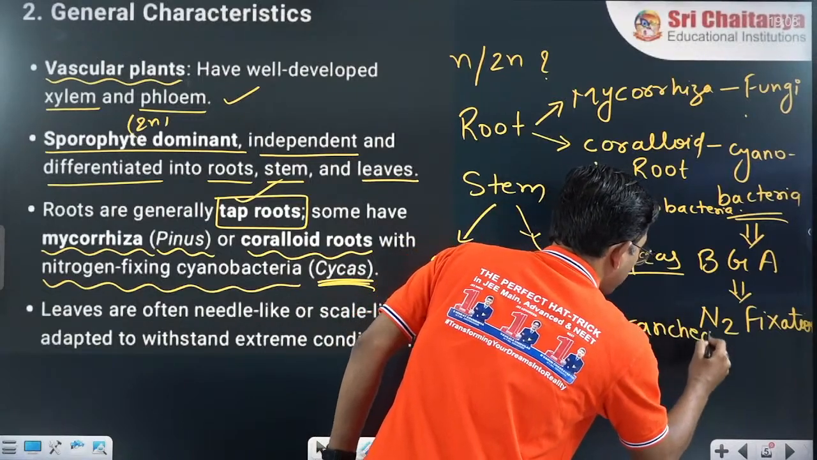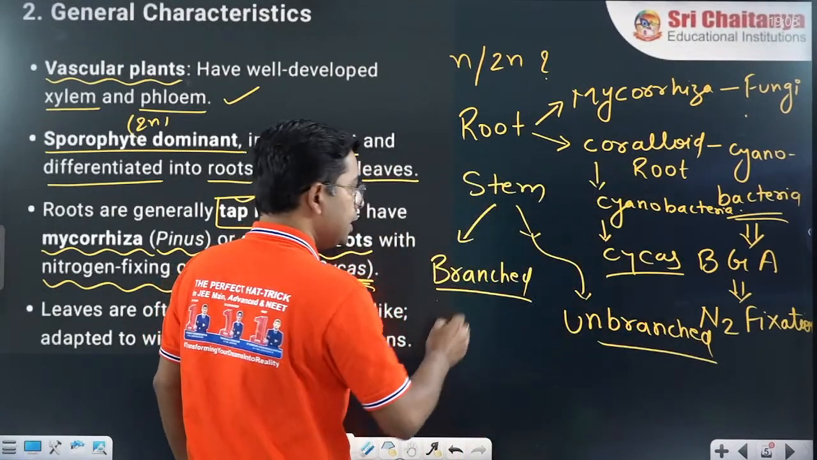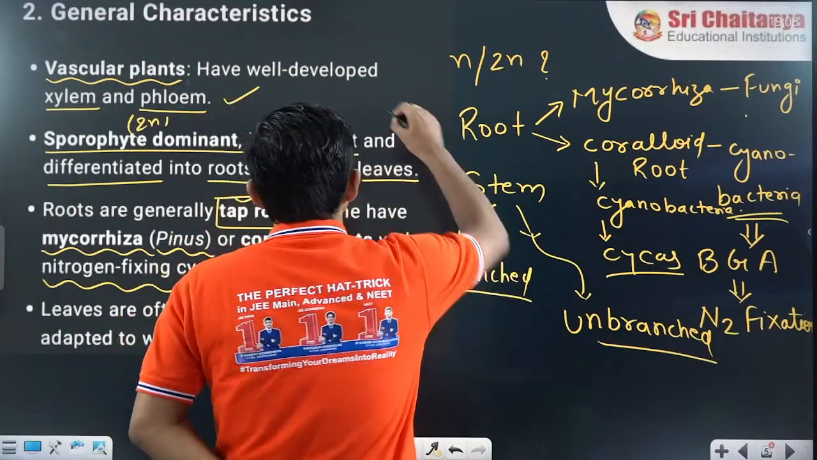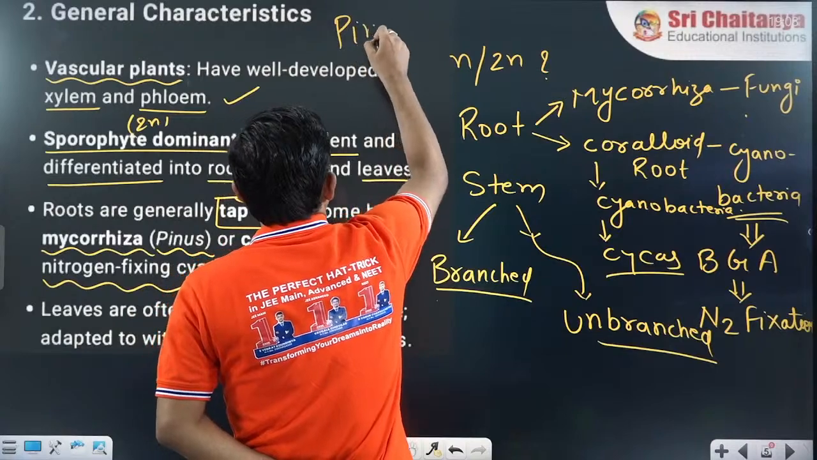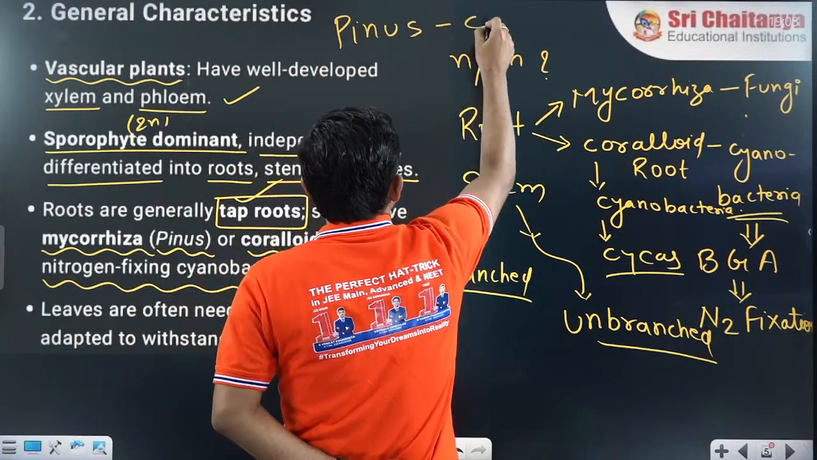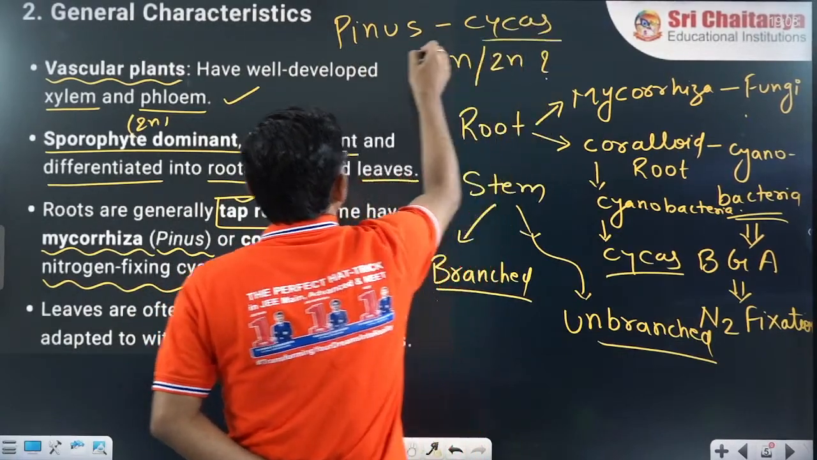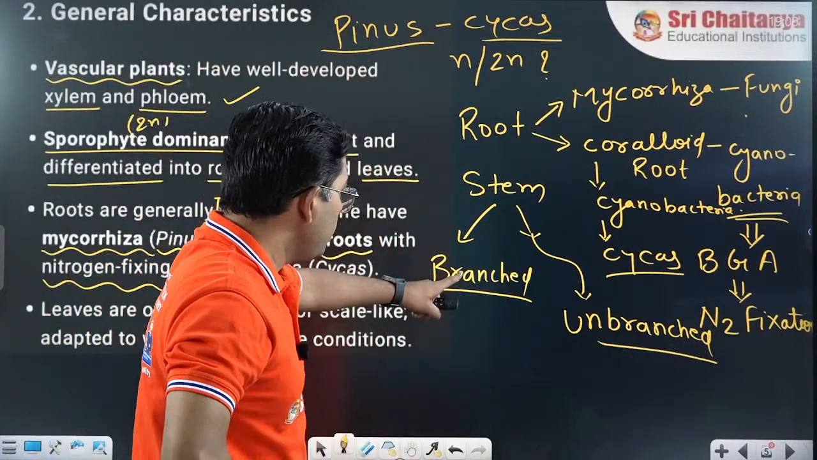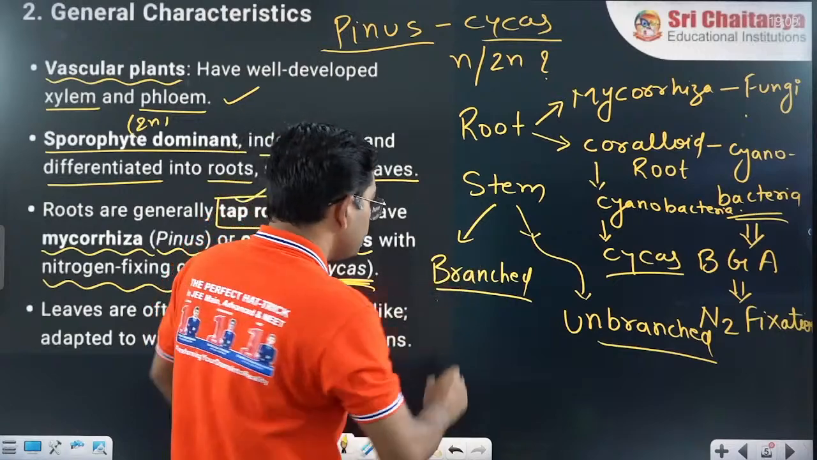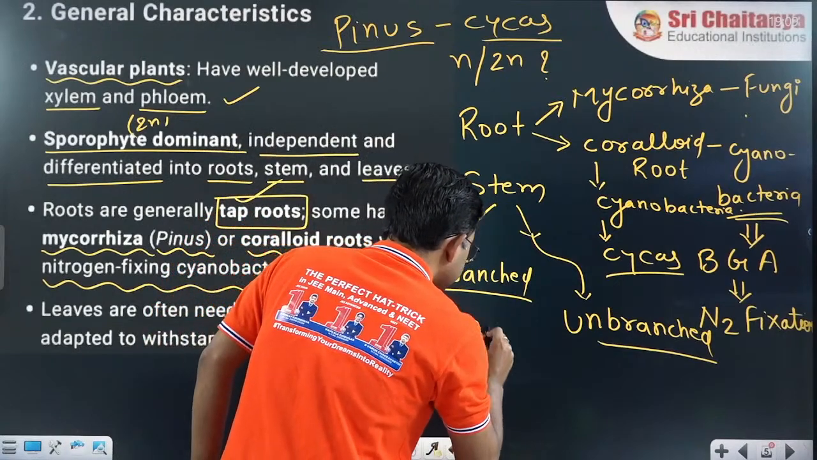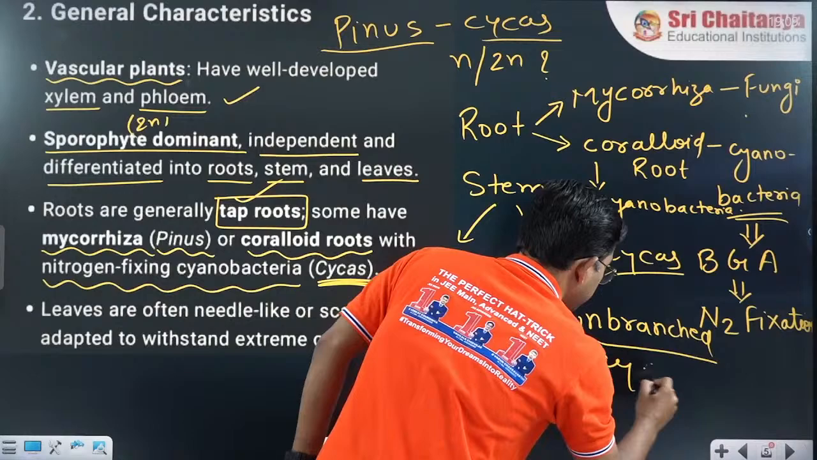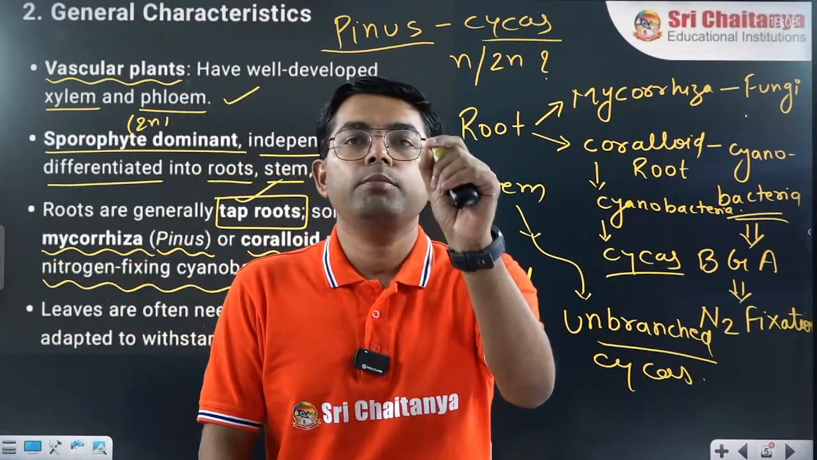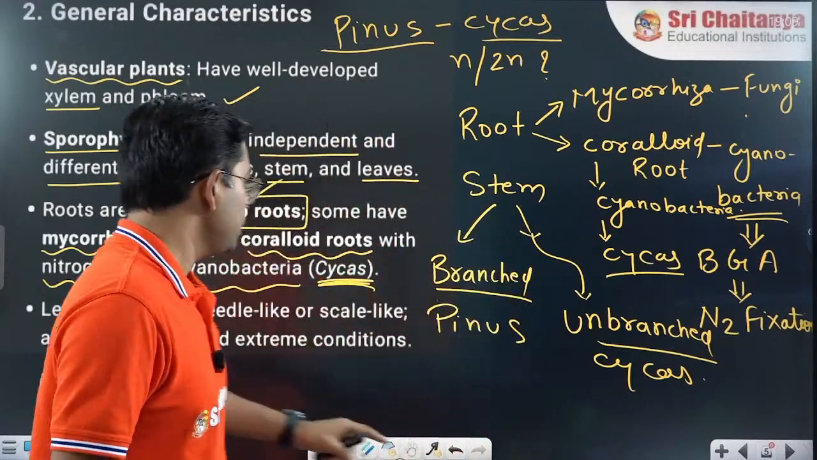Now, an example of a branched stem: there are two groups, one is called Pinus, another is called Cycas. Remember, these are two examples of gymnosperm. The branched one is called Pinus and the unbranched one is called Cycas. Remember this, the stem can be branched or unbranched.